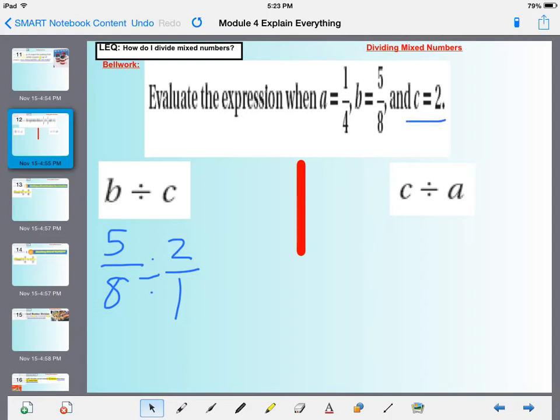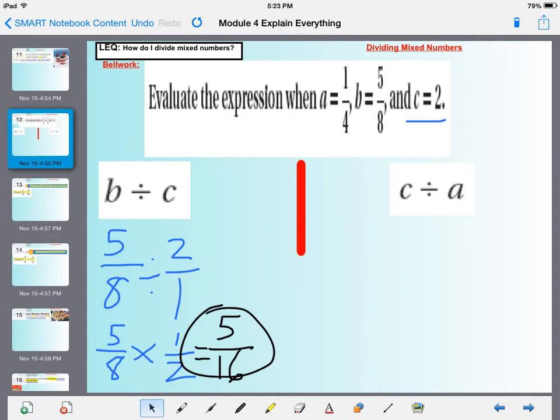Now, the rule says we're going to keep that first fraction the same. We're going to turn that division to a multiplication, and we'll do the reciprocal of 2 over 1, which is 1/2. Nothing here that I can simplify because you cannot simplify a denominator with a denominator. So I couldn't look at the 8 and the 2, which is a common mistake. So since we can't simplify anymore, we're going to multiply straight across. 5 times 1 is 5, and 8 times 2 is 16. My answer is 5/16 for the first one.